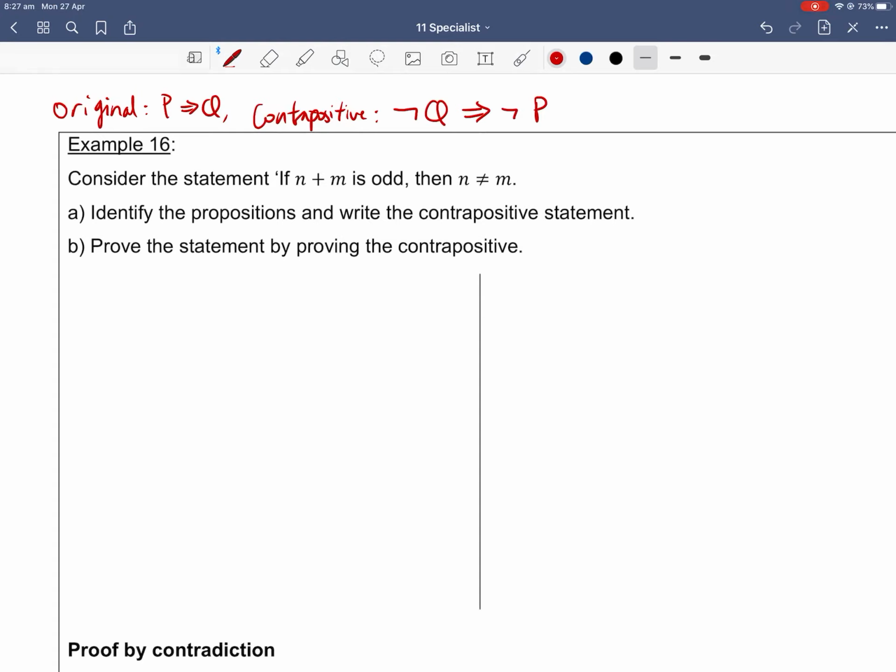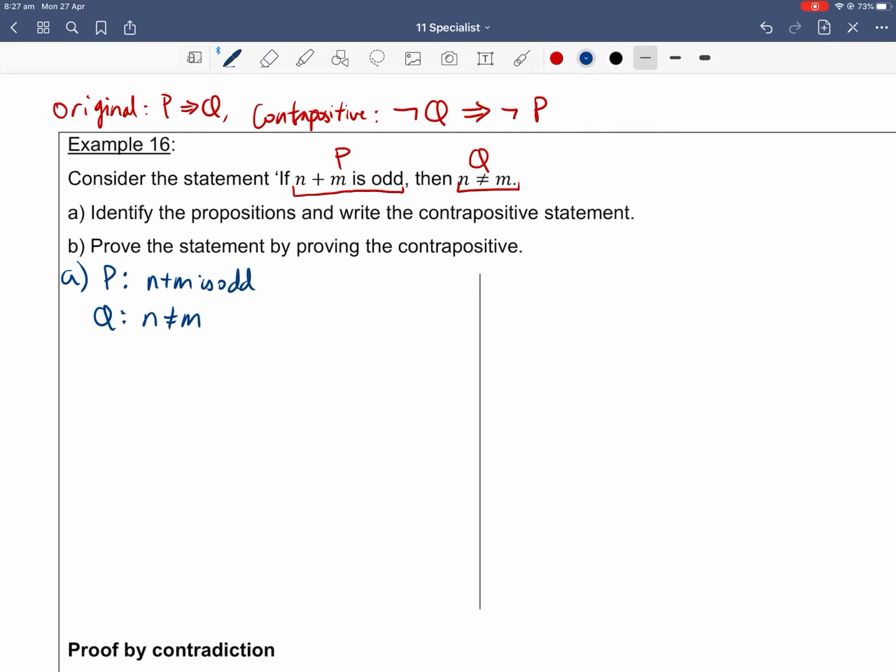So first of all, we need to identify what is P, what is Q, and then what is not P, what is not Q. So originally we start off with if P happens, then Q happens. So P is n plus m is odd, and then Q is n not equal to m. So let's write that down. Part A, my P statement is n plus m is odd. My Q statement is the result, which is n not equal to m.